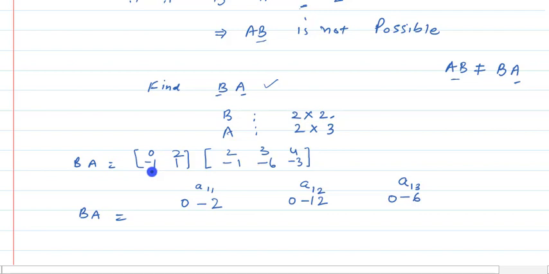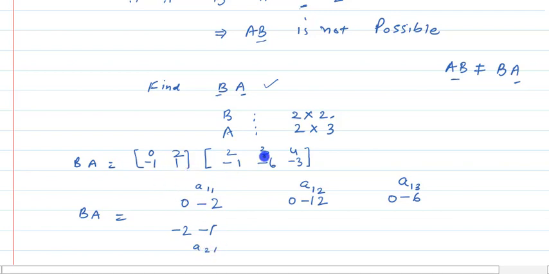Now let us go with the second row of the first matrix. In the same way, we multiply minus 1 with 2, we get minus 2, and 1 with minus 1, we get minus 1. And which element is it? Row 2 and column 1. It means this element is A21.